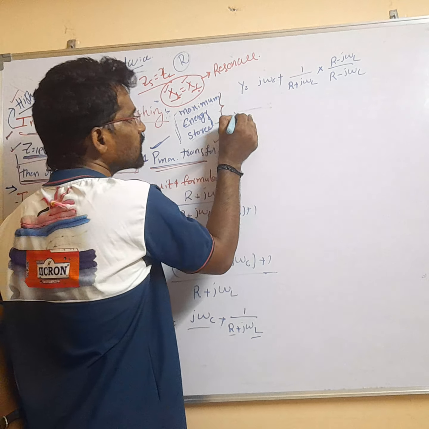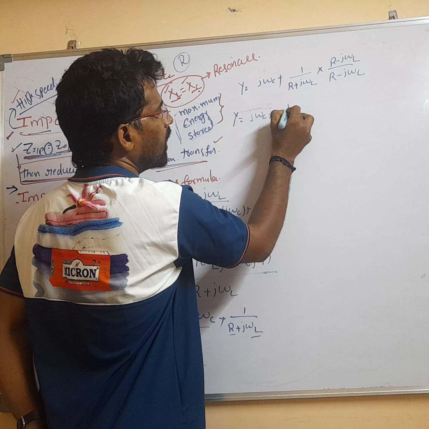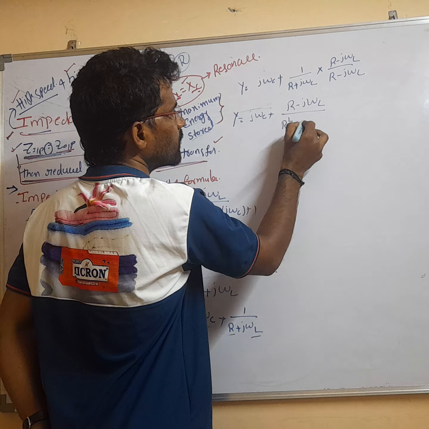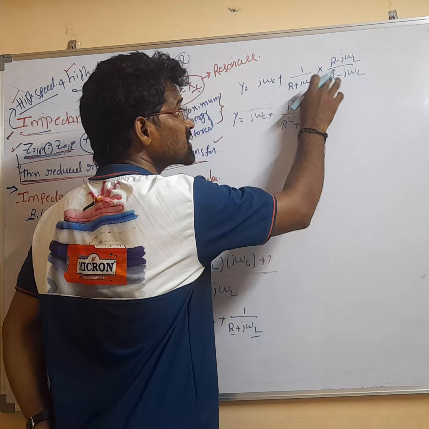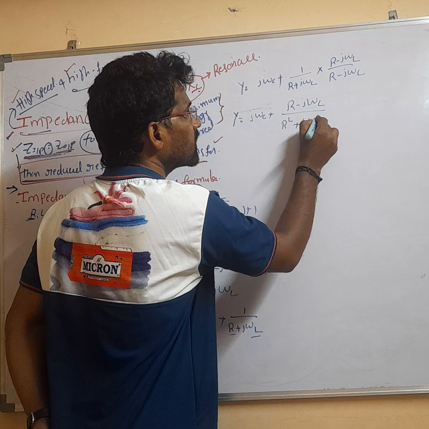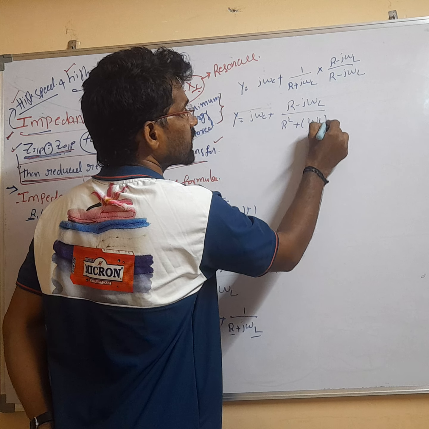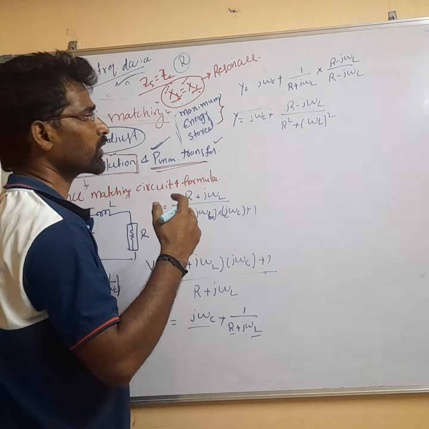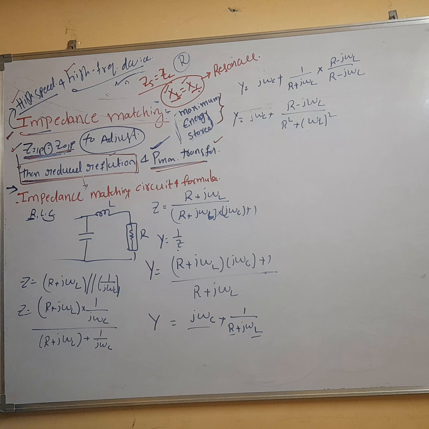So again we can simplify. Y is equal to j omega C plus 1 by R plus j omega L. We can write this as R square plus omega L whole square. So from this, we can divide the imaginary and real parts.